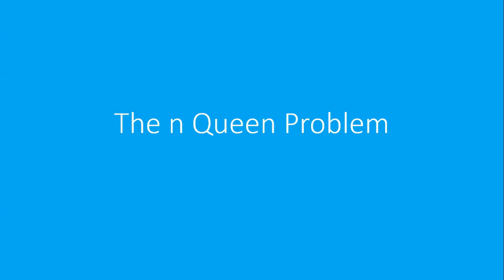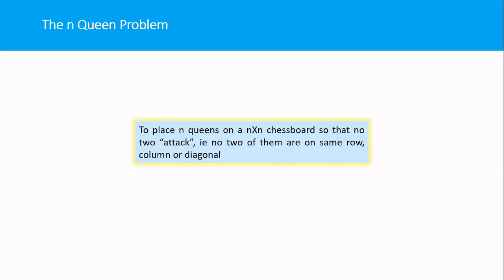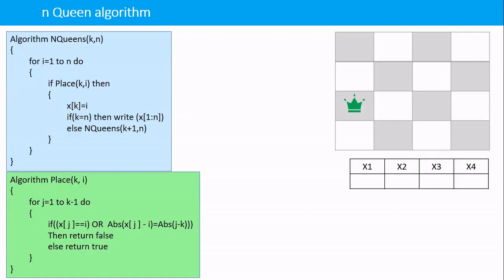The n-queen problem. The problem is that we have to place n queens on an n by n chessboard so that no two queens attack each other, that is, no two of them are on the same row, column or diagonal. Here is the algorithm to solve the n-queen problem. I will explain it with an example of the 4-queen problem.